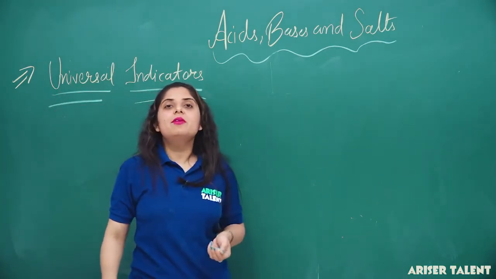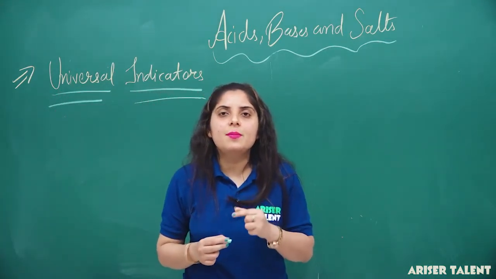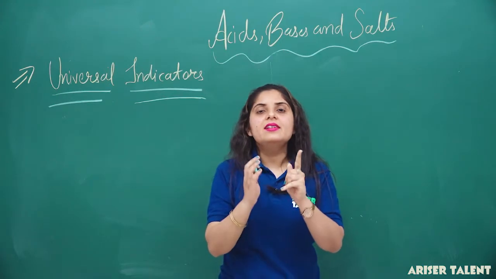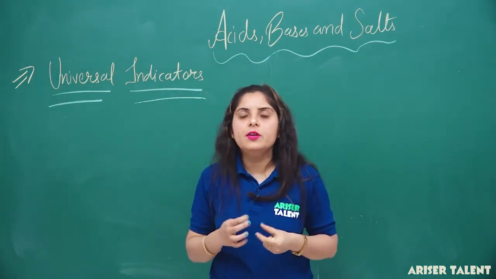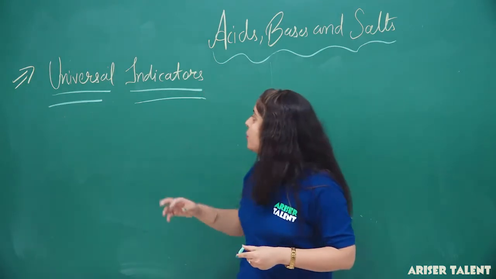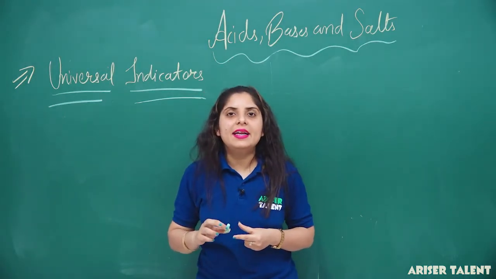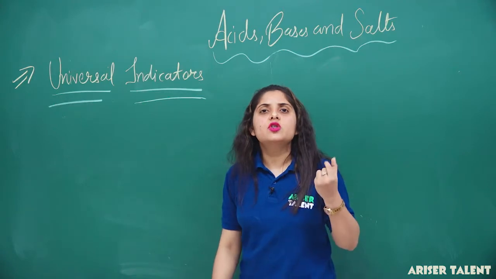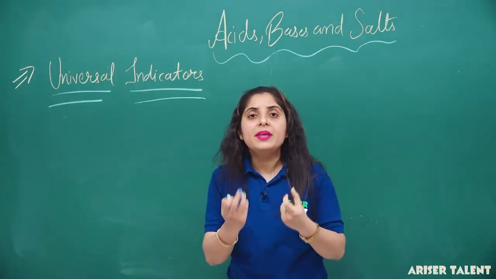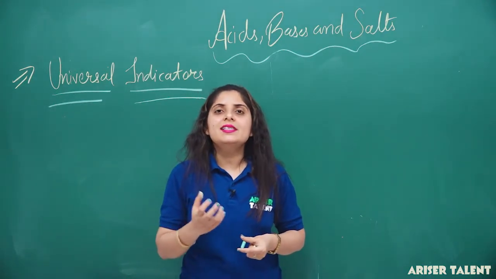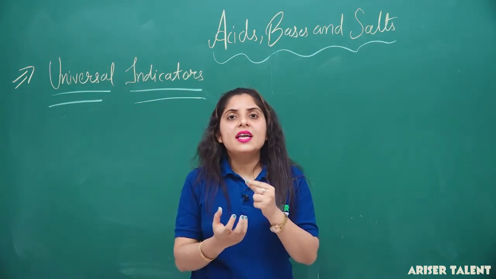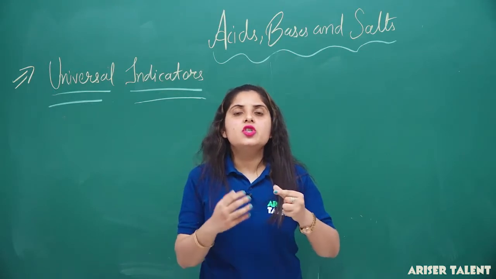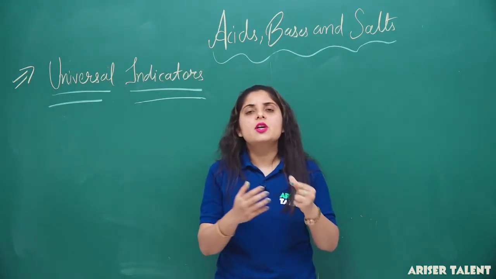So students, in our previous lecture, we have discussed the indicators. Indicators are those substances which give different color changes in different solutions. Now, we are on our next topic, that is universal indicator. Universal indicator is actually a substance which gives different pH values for different solutions. It is a brown colored solution dissolved in some substance which will change the color if the pH of the solution is acidic, basic or neutral.